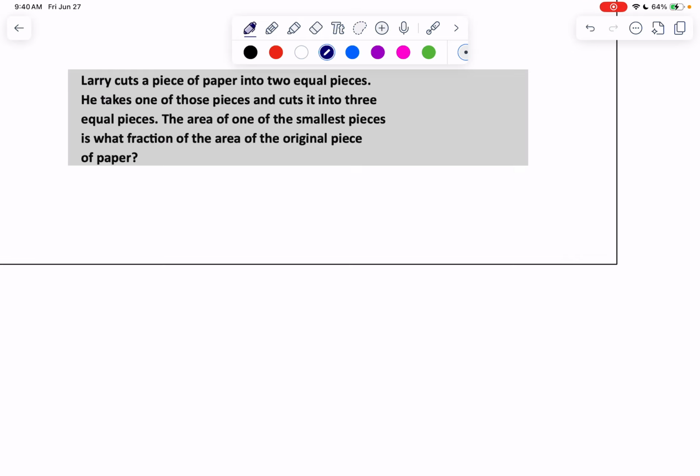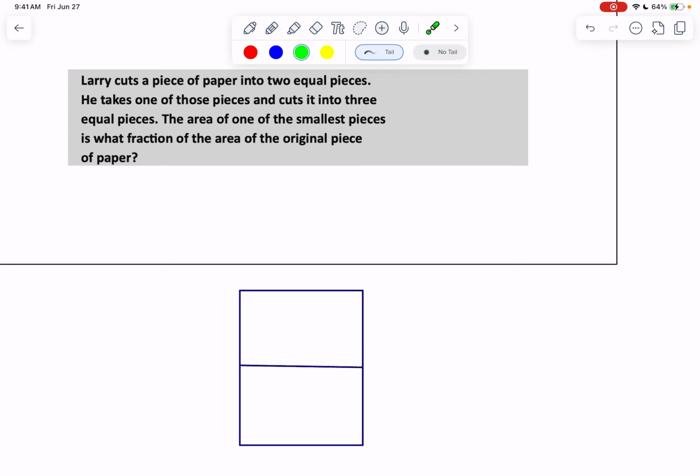Larry cuts a piece of paper into 2 equal pieces. So let's give ourselves a piece of paper here. And he cuts it into 2 equal pieces. So let's do that. Then he takes one of those pieces, how about this guy, and cuts it into 3 equal pieces. All right, let's do that.